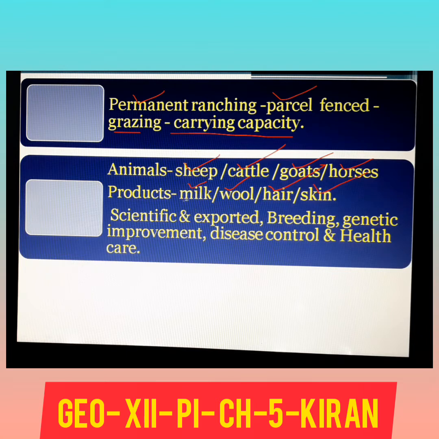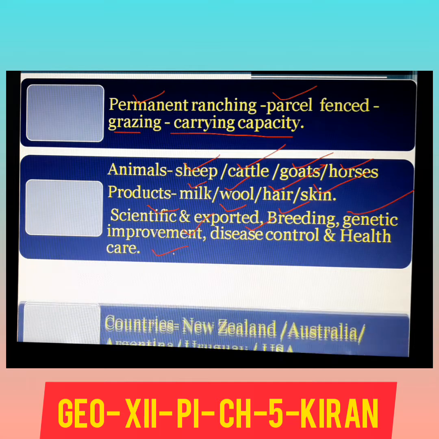So, in this case, there is a scientific method followed in commercial livestock rearing, and the product is exported to different countries, and the countries are earning a lot of income by exporting the different animal products. And the breeding is also taken care of, genetic improvement is also taken care of, the disease control is done with the modern methods, and also there are health care facilities, and also there is availability of veterinary doctors.